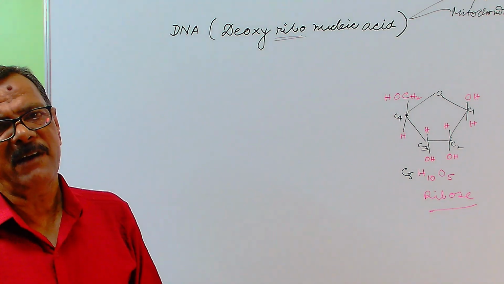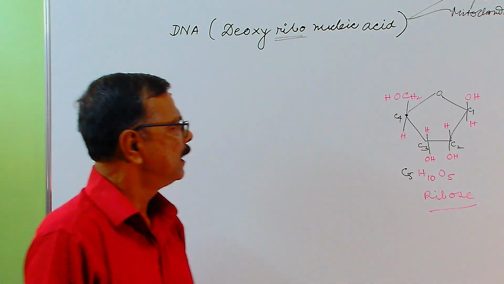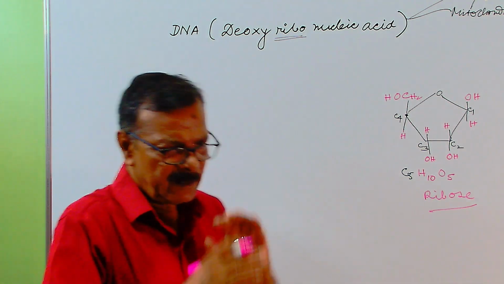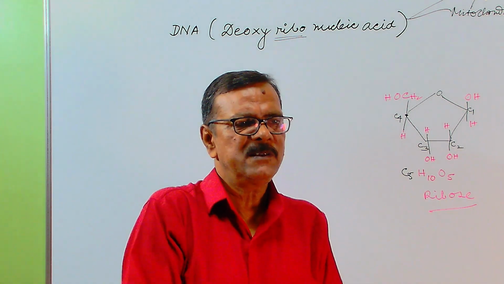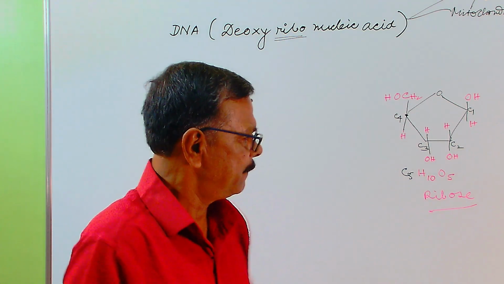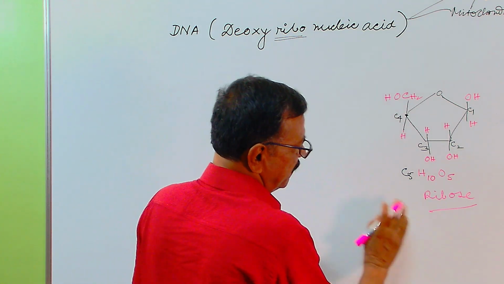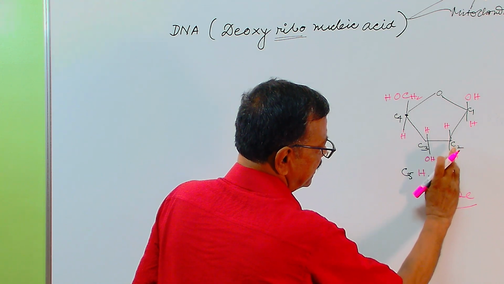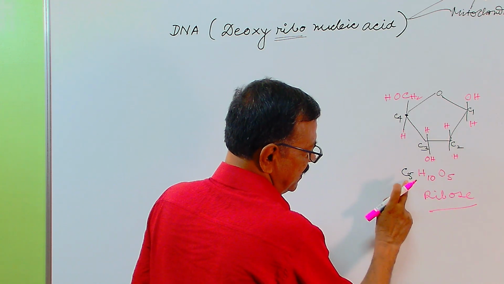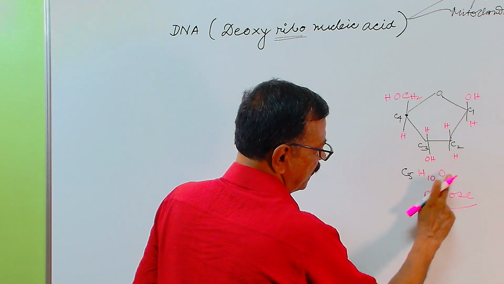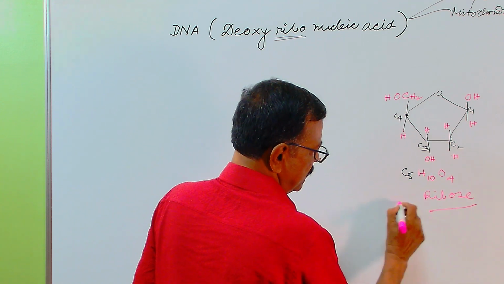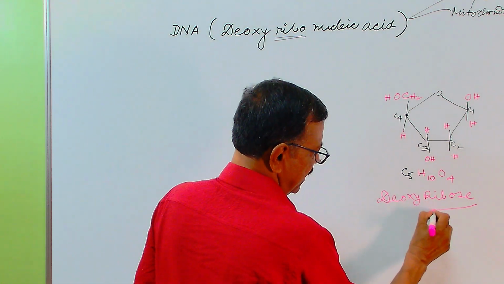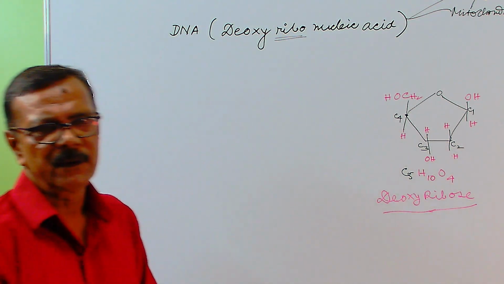Ribose sugar is a 5 carbon sugar. What is absent? Deoxy. Deoxy means removal of oxygen. In the case of deoxyribose, this O is absent. So C5H10O4. This is known as deoxyribose. Clear?